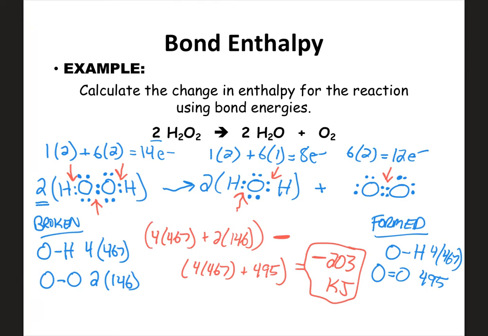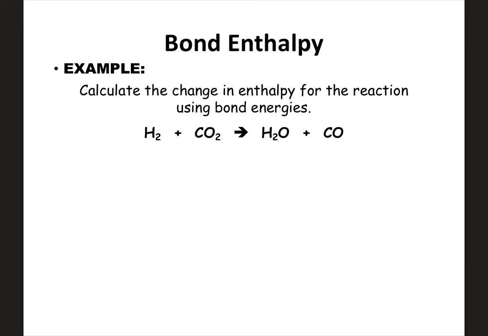So when you're doing these problems, draw all the dot structures. Figure out which bonds need to be broken and formed, total up all the broken, total up all the formed, and then subtract. Don't forget to use units of kilojoules. All right, so ready to try another example here. You're more than welcome to try this on your own, pause it, and see how you do.